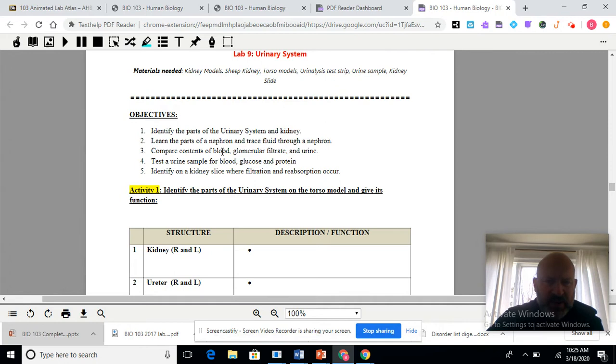In this lab, there's a test called urinalysis that we would be doing, which I don't think we're going to be able to do using this method. So I'll probably put a video up of somebody performing that.